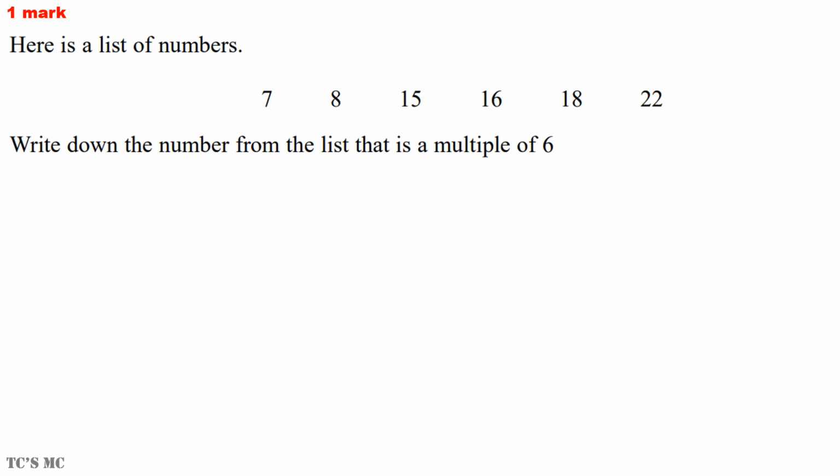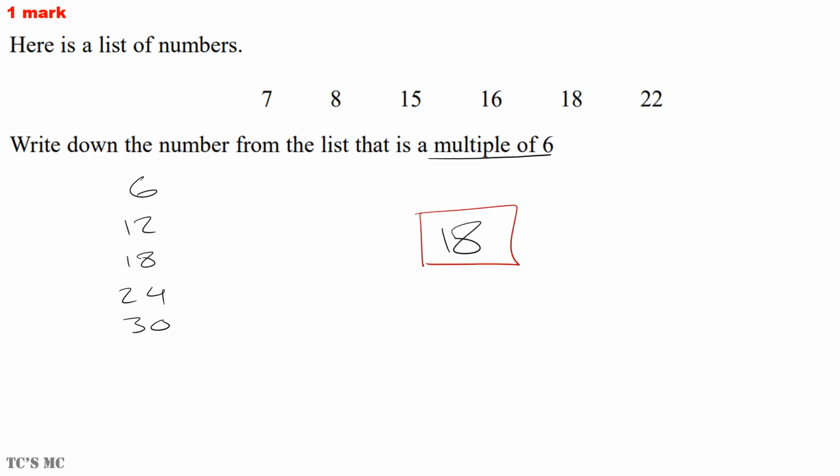Here is a list of numbers. Write down the number from the list that is a multiple of 6. That means it's in the 6 times tables. If I start listing the first few, I have 6, 12, 18, 24, 30, and so on. From the list, the only number that's in the 6 times tables is 18, and we just need to write 18 for the 1 mark.